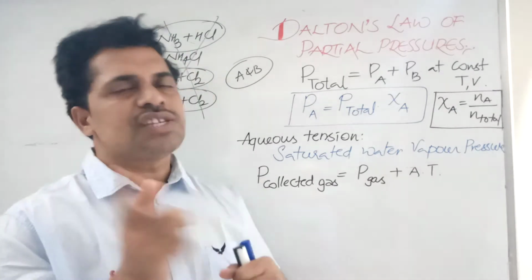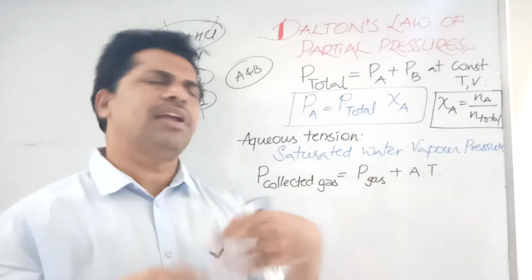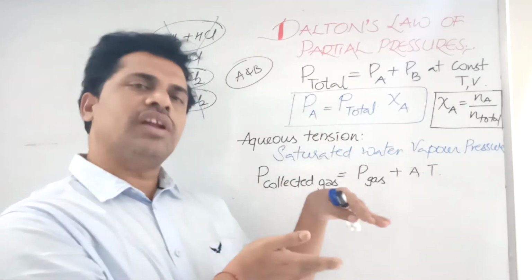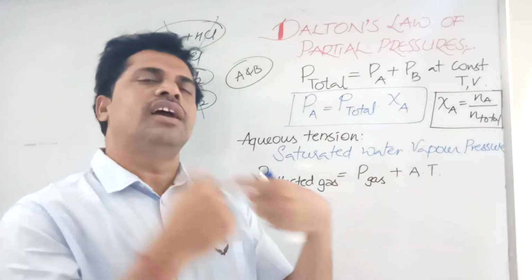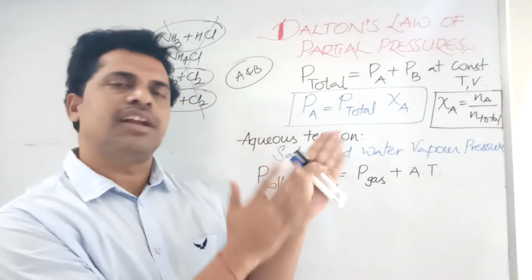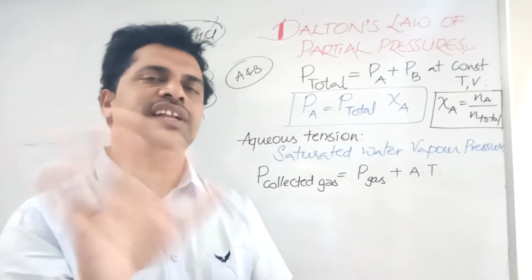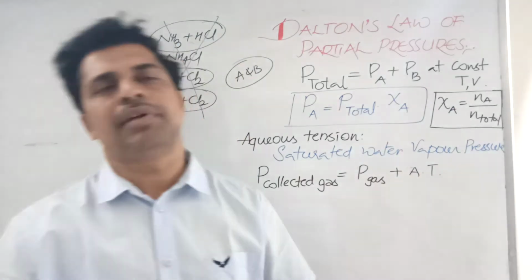Then you just check what the aqueous tension is at that particular temperature. That may be around 20, 30 like that. So if your calculated pressure is 600 and the aqueous tension is 20 or 30, whatever it is, you need to do 600 minus 20 or 600 minus 30. Now why are you subtracting that 20, 30? That is nothing but aqueous tension.